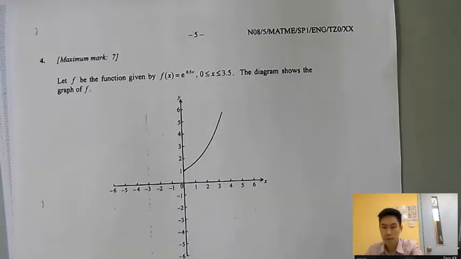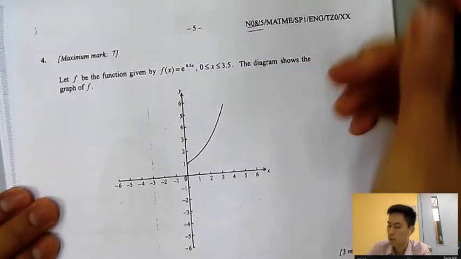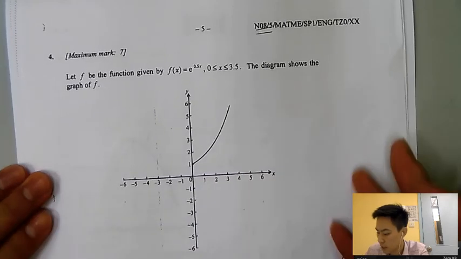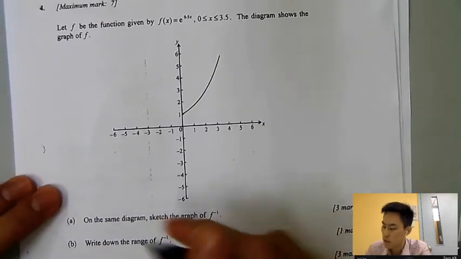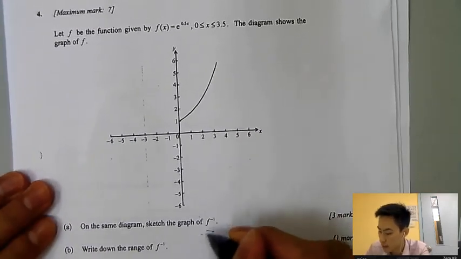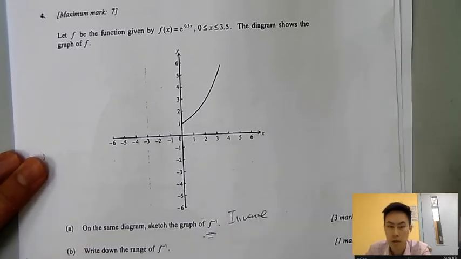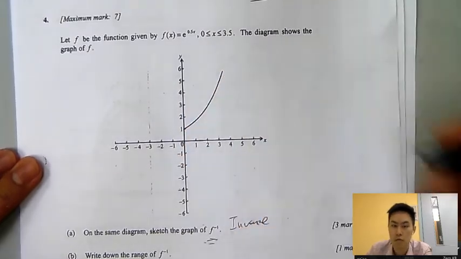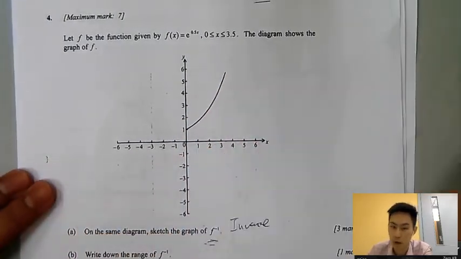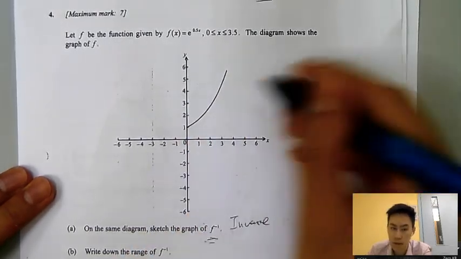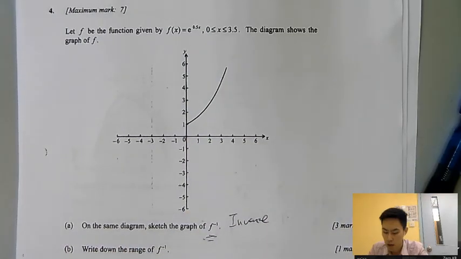So next page, question 8. 7 marks. This one is a combined question as well, combined with log. Question A asks you to sketch f inverse. So we have a graph like this. Remember, if you sketch the inverse, we always need the line y equals x, and then the graph reflects along the line y equals x. So I'll give you 30 seconds to try this.